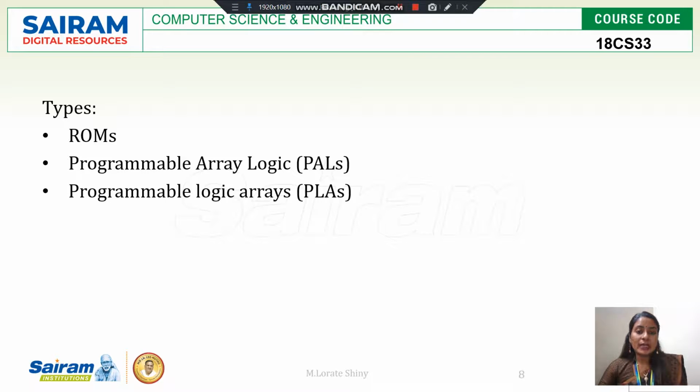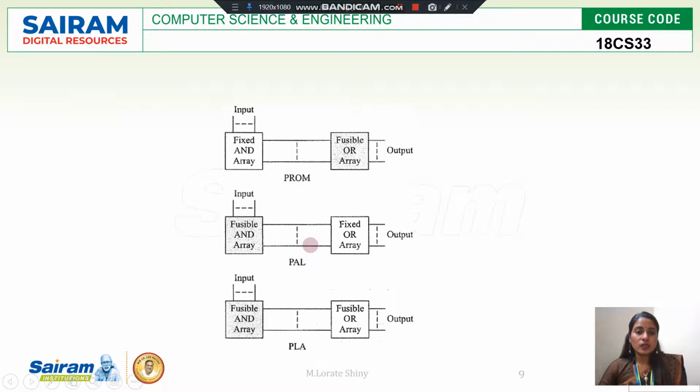ROMs, PALs and PLAs. In all three types we have AND arrays and OR arrays. In the first type, ROM, the AND array is fixed. The AND array is always the input array, the OR array is the output array. In ROM, the AND array is fixed, but the output array is programmable or fusible. In PAL, programmable array logic, the AND array is programmable or fusible, but the OR array is fixed.